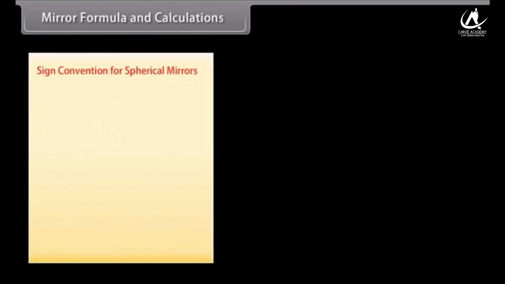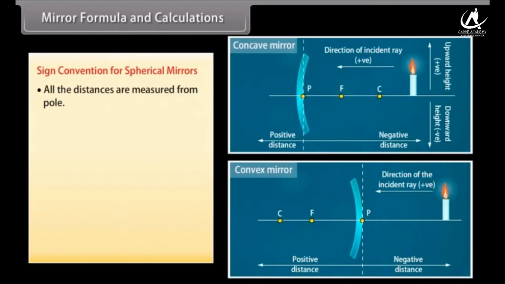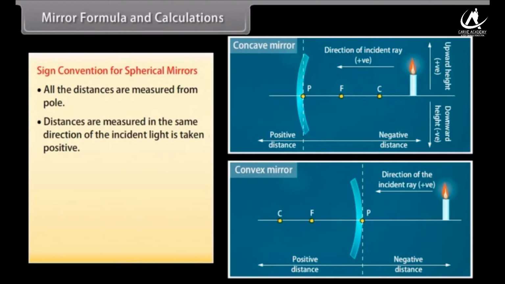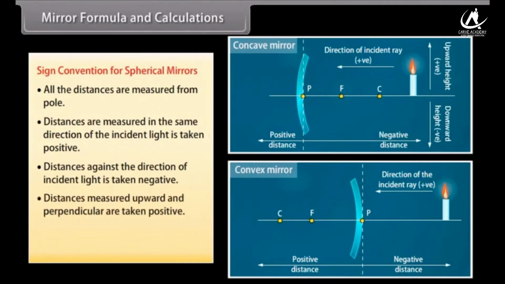Sign convention for spherical mirrors. All the distances are measured from the pole. Distances measured in the same direction as the incident light are taken positive. Distances against the direction of incident light are taken negative. Distances measured upward and perpendicular are taken positive. Distances measured downward and perpendicular are taken negative.